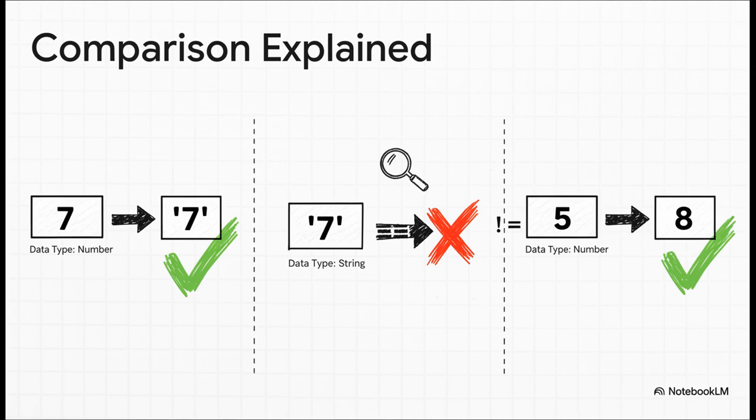The double equals only cares about the value. So to it, the number 7 and the string of text 7 look exactly the same. But the triple equals is much stricter. It checks both the value and the data type. So for triple equals, the number 7 is definitely not the same as the text 7. That's a huge difference, and it's why using the triple equals is almost always the safer bet. Oh, and of course, if you want to check if they're not equal, you've got exclamation plus equals.